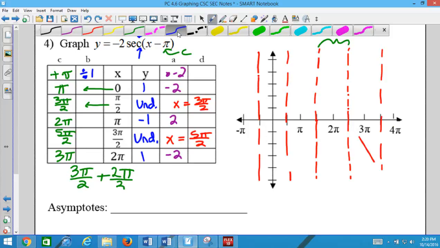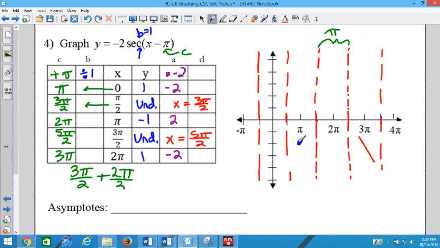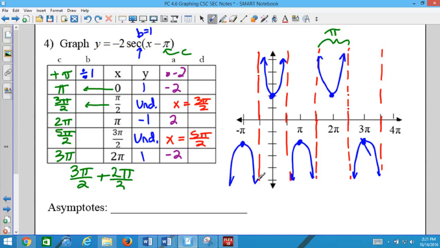We've got pi, negative 2. And we've got 2 pi, 2. Three pi is negative 2. And these go away from each other. Do not cross over the asymptotes, even though that one was kind of sloppy. Follow the pattern. I could probably squeeze this last one out here. Why not? There we go.